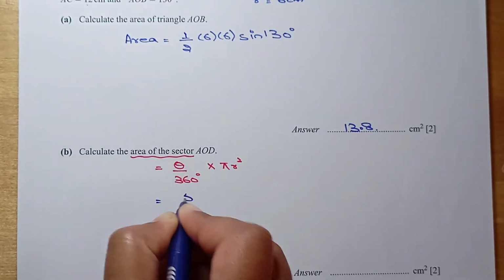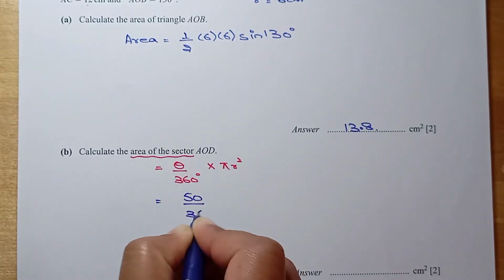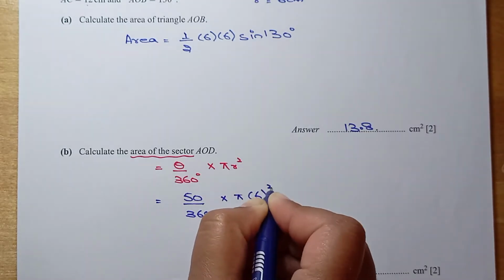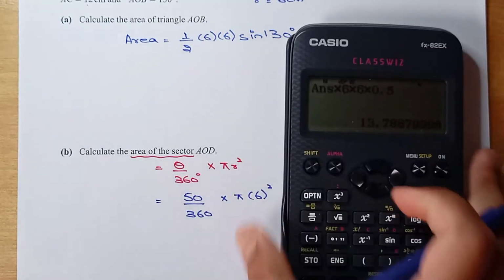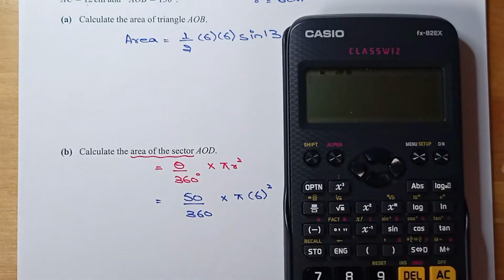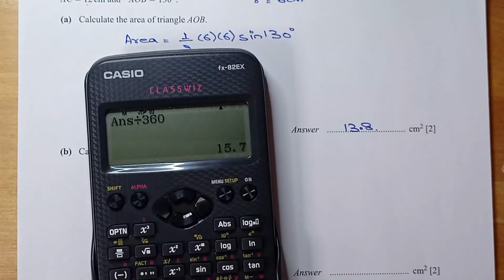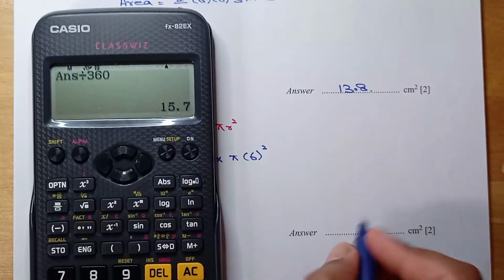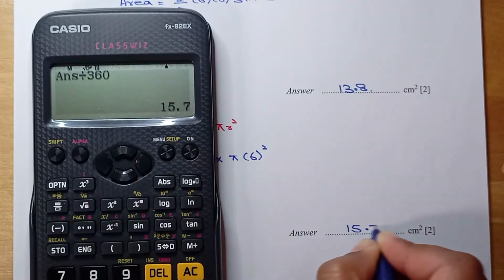So this is 50 over 360 times pi times 6 squared. Let me calculate it: 6 times 6 times 3.14 times 50 divided by 360. 15.7 centimeters squared is the area of the sector AOD.